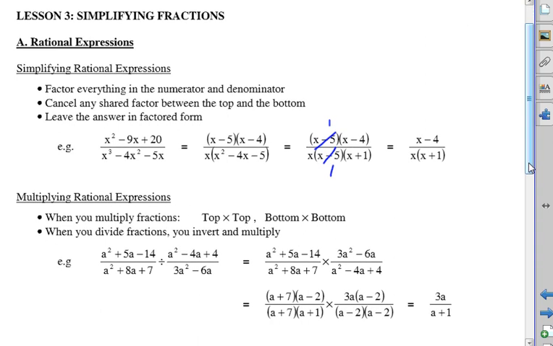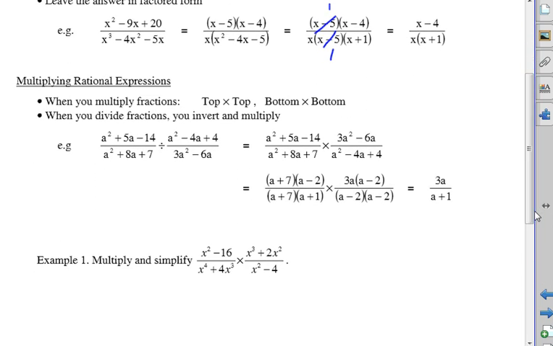So when we multiply, you multiply tops with tops and bottoms with bottoms, straight across with fractions. And when we divide, we have to flip and multiply by the reciprocal. Flip and switch, right? Switching the sign.